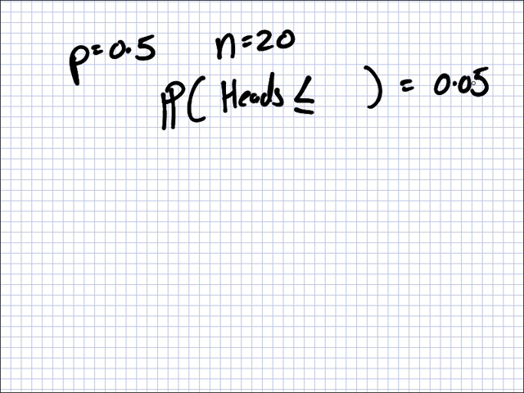Close. What did I go at the back? 6. I went with 6. Yeah, I'll go with 6. So the probability of getting 6 or less heads is about 5%. But I think what I'll do is I'll change the percent in the question to 6% to make it a little bit easier to read. So it's just using the table backwards. I tell you the probability and I want the number.